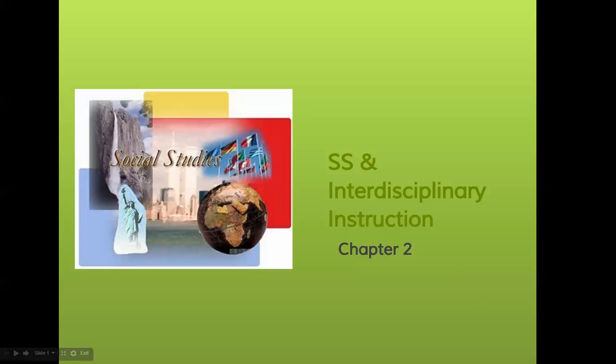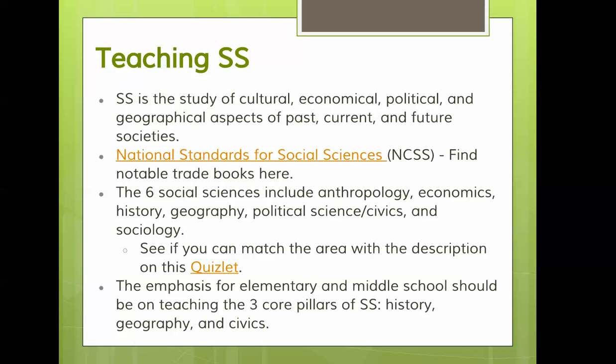Okay, today we're going to talk about Chapter 2 and interdisciplinary instruction. Let's just review a little bit first. The social studies, of course, is the study of cultural, economical, political, and geographical aspects of past, current, and future societies. We've talked about the national standards for social studies. There you can find notable trade books for your projects that you'll be doing this semester, one with the interdisciplinary literature unit and for the 10 social studies choice books.